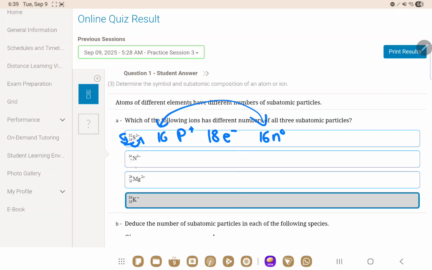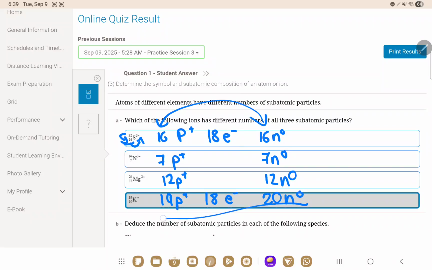You're going to do the same exact thing. Here you have 7 protons and you have 7 neutrons. So already it's the same. Here you have also 12 protons, 12 neutrons. So they're the same. Here you have 19 protons, 18 electrons, and 20 neutrons. So all 3 numbers are different. So this is your correct option.